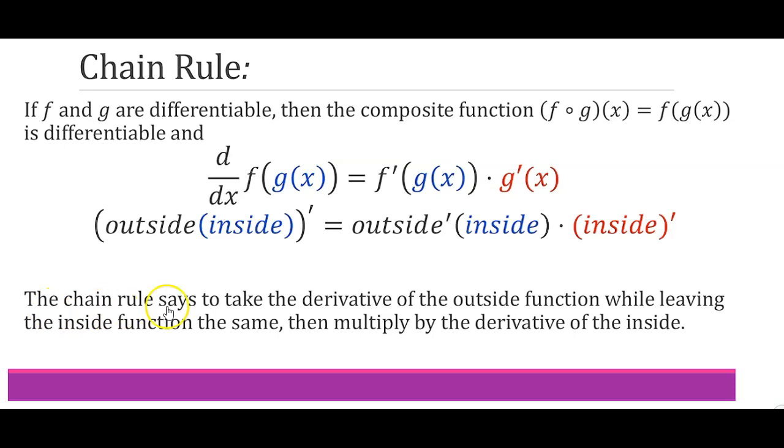So in other words, the chain rule says to take the derivative of the outside function while leaving the inside function the same, then multiply by the derivative of the inside. So here is another way to think about it. If we want outside of inside prime, that equals outside prime of inside times inside prime. Let's go ahead and make sure we understand what we mean by the outside and inside function.